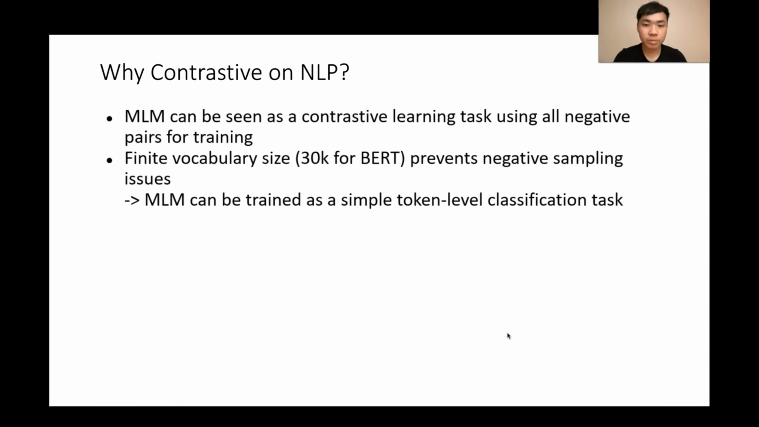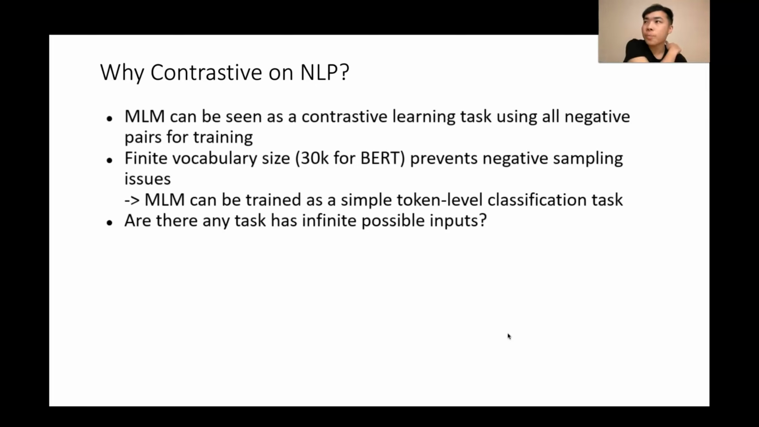But there's a difference, because we have a finite vocabulary size for BERT, around 30,000 words. This finite vocabulary set removes the need for any negative sampling process. We can use all the possible words in the vocabulary as negative pairs. So we can just train MLM as a simple token-level classification task without using negative sampling.